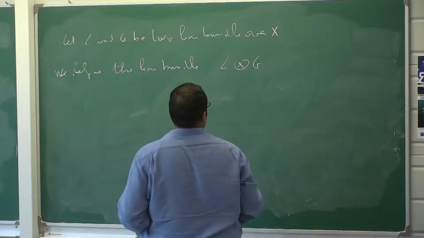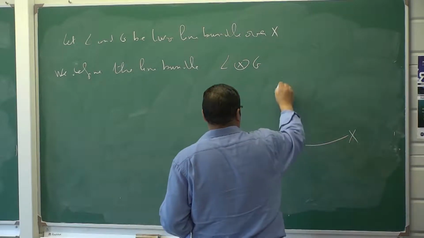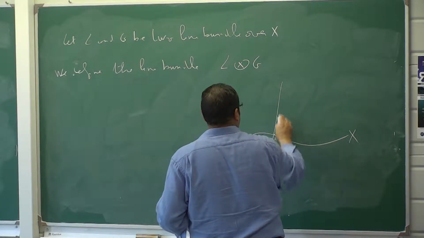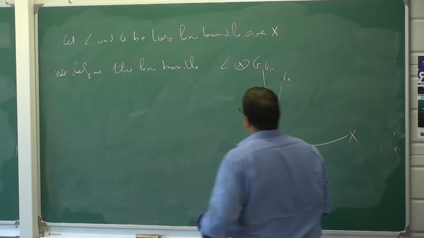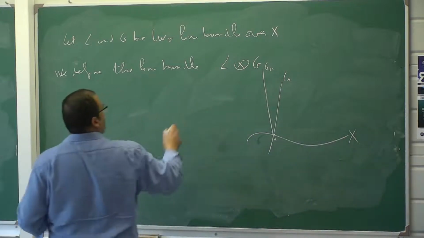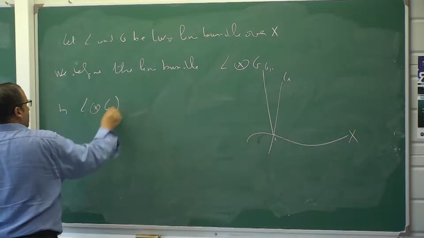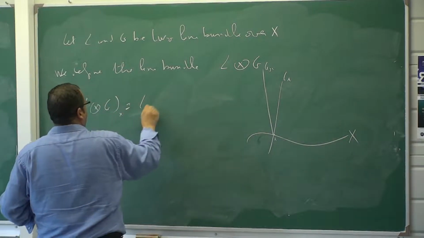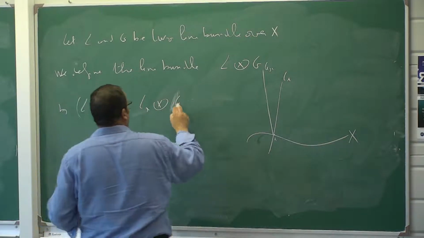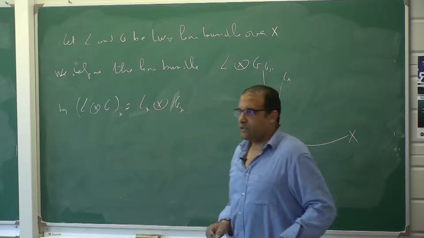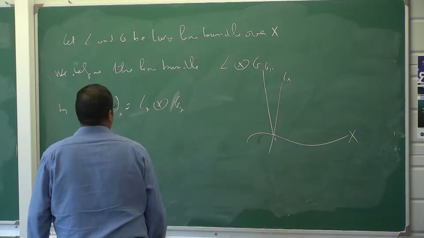At any point x, you have the fiber Lx, and you have also Gx. So you construct this by taking the fiber of L tensor G at x as the tensor product of the fiber of L at x and the fiber of G at x. This is a vector space of dimension 1 tensor a vector space of dimension 1, so it's defined.